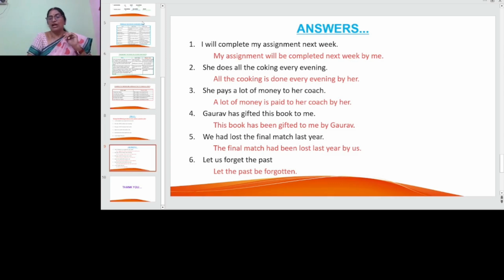So this is how you have to convert active sentences to passive sentences.